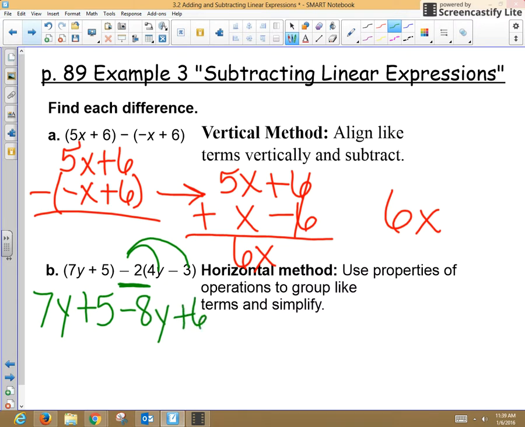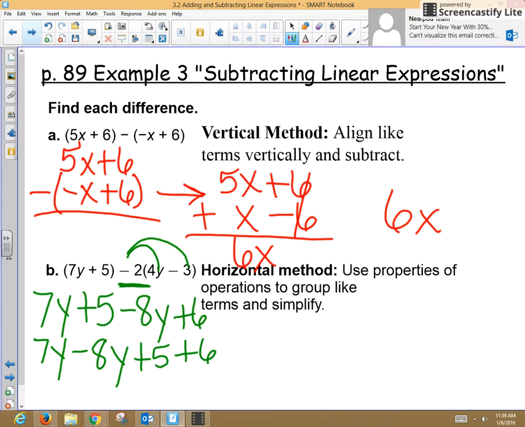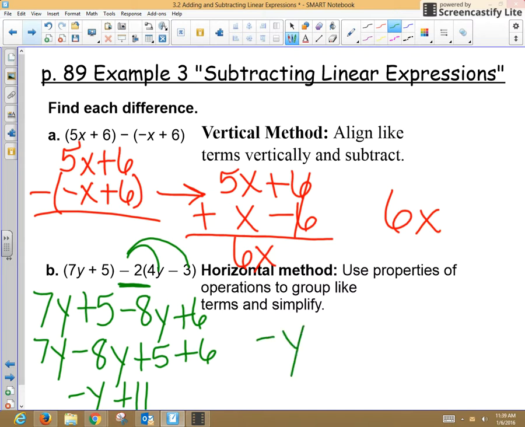Now you can rewrite it using commutative property. 7y minus 8y plus 5 plus 6. 7y minus 8y is negative 1y, which we can simply write as negative y, and 5 plus 6 is 11. So our total or sum, or difference in this case, is negative y plus 11.